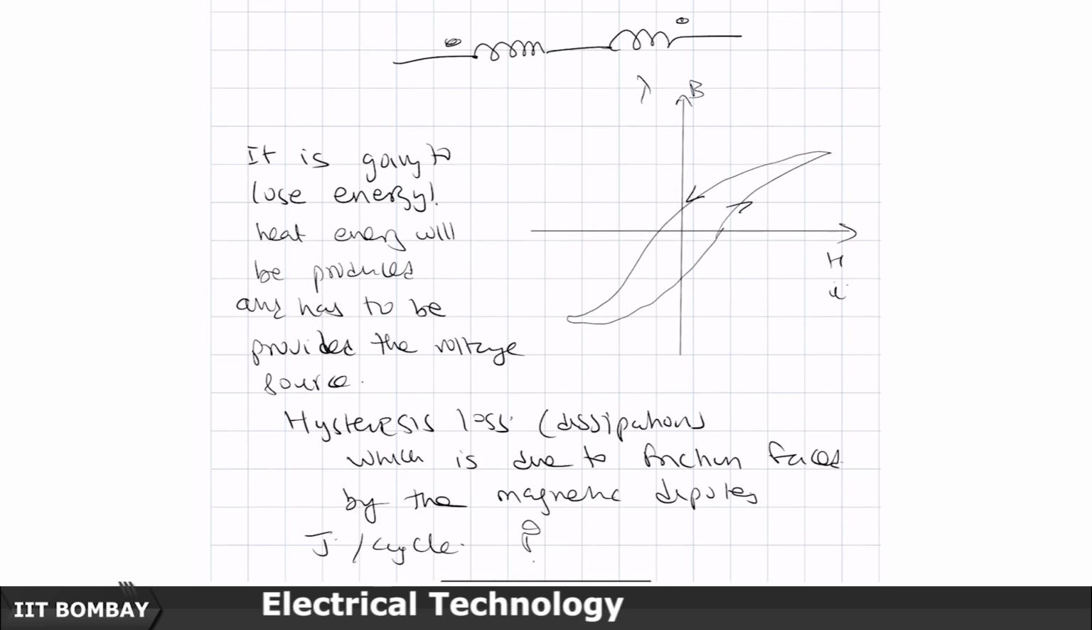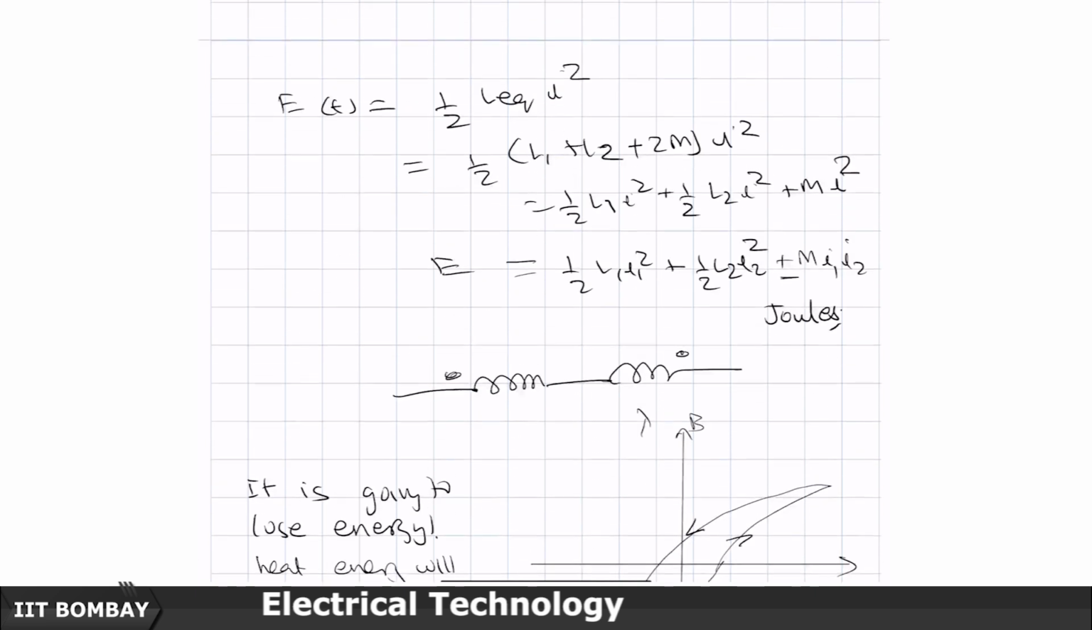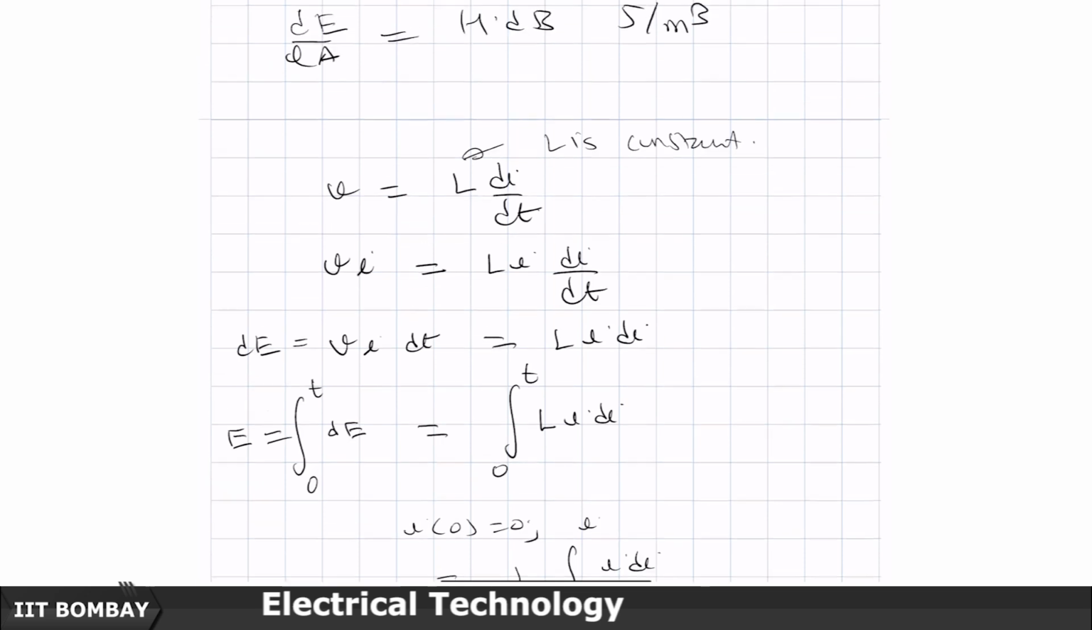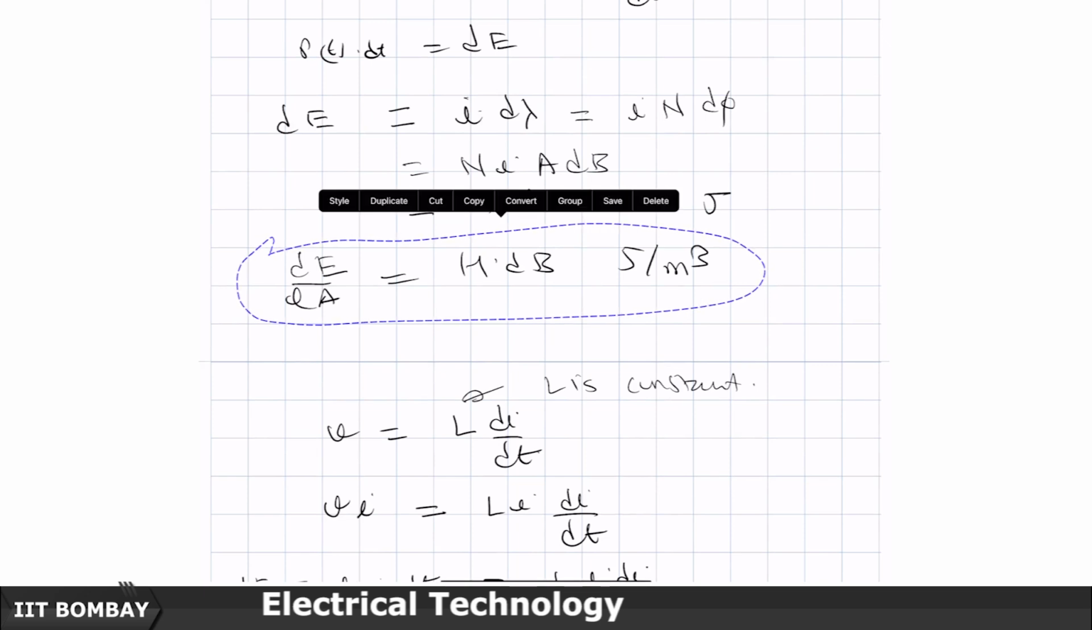So, one cycle, if it creates, let us say, 5 joules of loss, then 50 cycles, like what we have for a 50 hertz system, will create 250 joules of loss per second, which will mean 250 watts of loss in the magnetic material due to hysteresis. So, to calculate it, let us come back to this equation that I had derived.